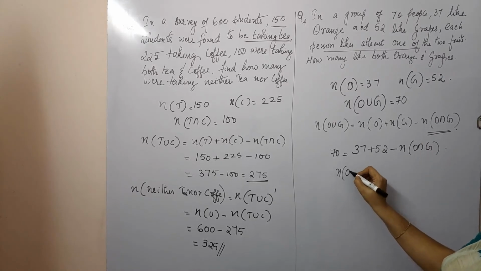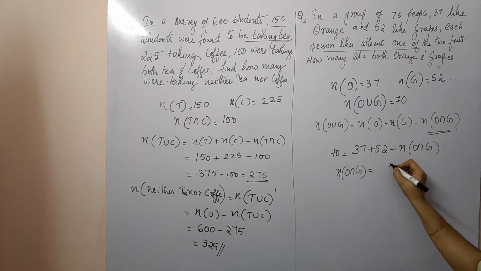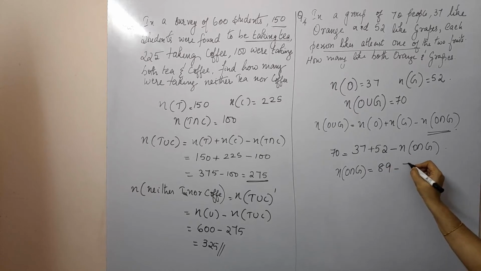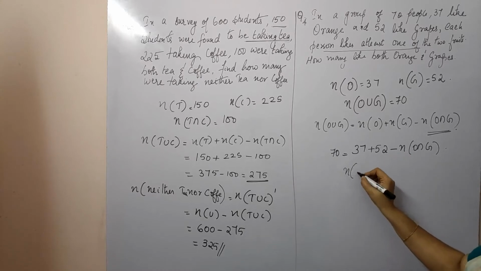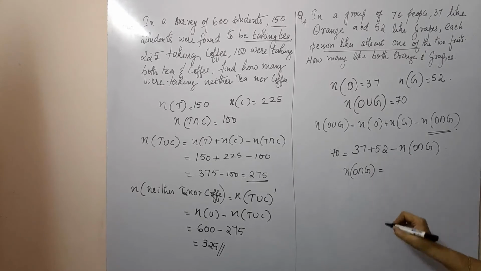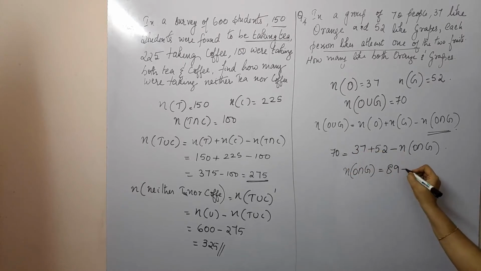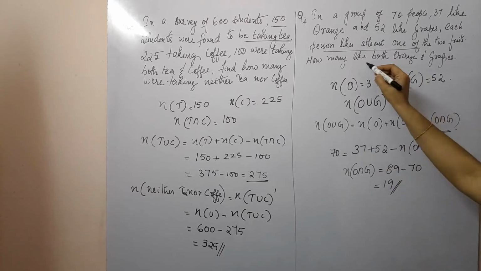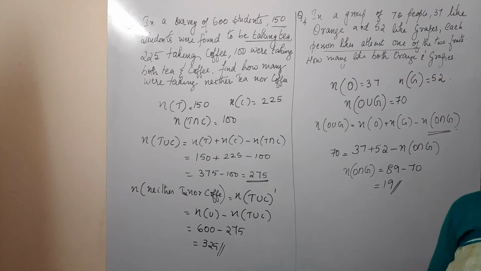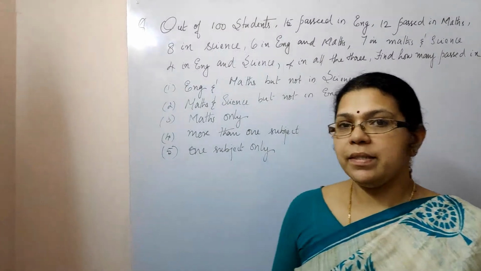So what is n(O ∩ G)? It gives you 37 plus 52, that is 89 minus 70. So n(O ∩ G) is equal to 37 plus 52, which is 89. When 70 comes to this side, minus 70. So what do you get? 19. So how many people like orange and grapes? The number of people who like orange and grapes is equal to 19. Am I clear? Okay, let's move to the next question.